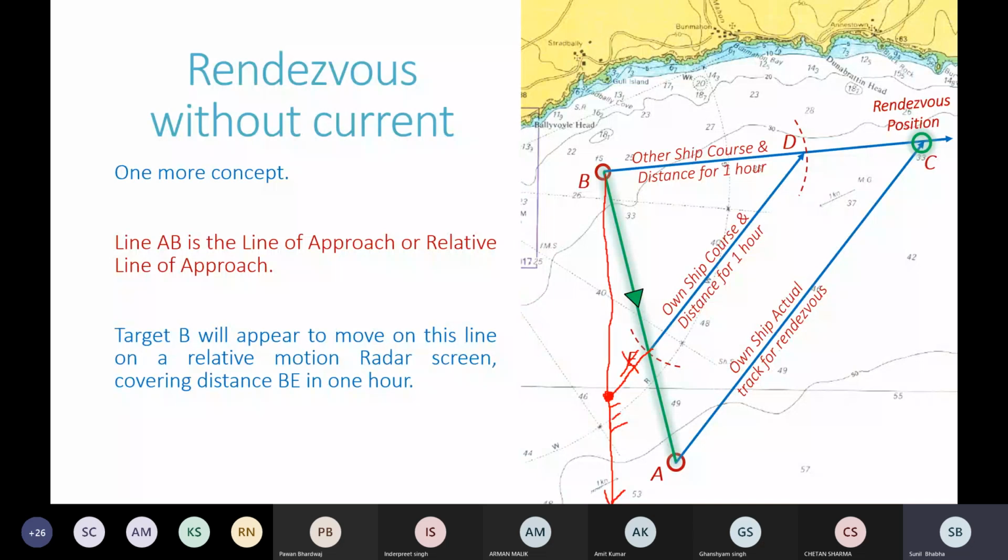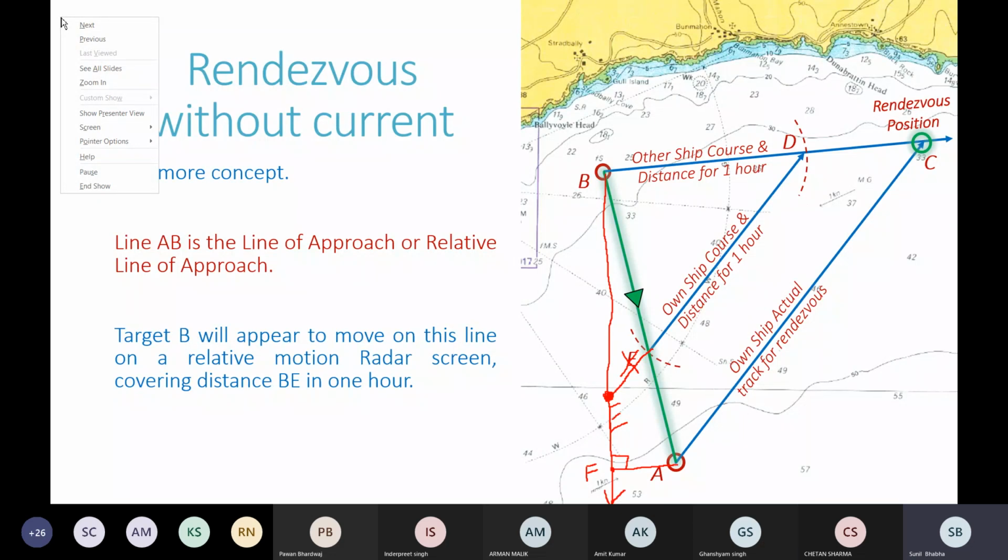How can we do that? From your ship position, that is point A, drop a perpendicular to this line of approach. I've just made that perpendicular on the chart. Let's say this is point F. So from A, I have dropped a perpendicular onto the line of approach, and this meets the line of approach at point F. So can you draw this perpendicular beta?